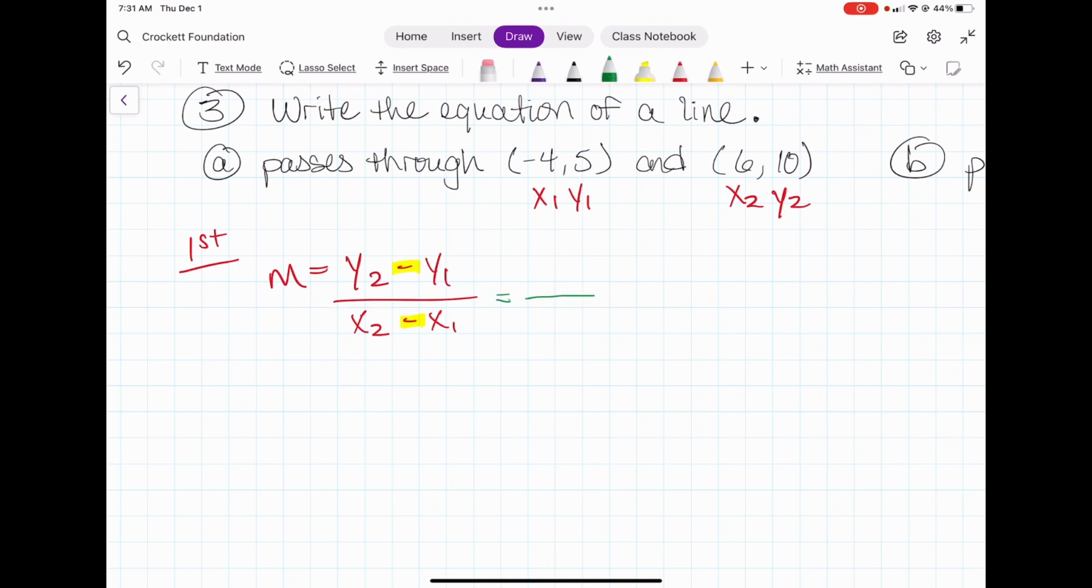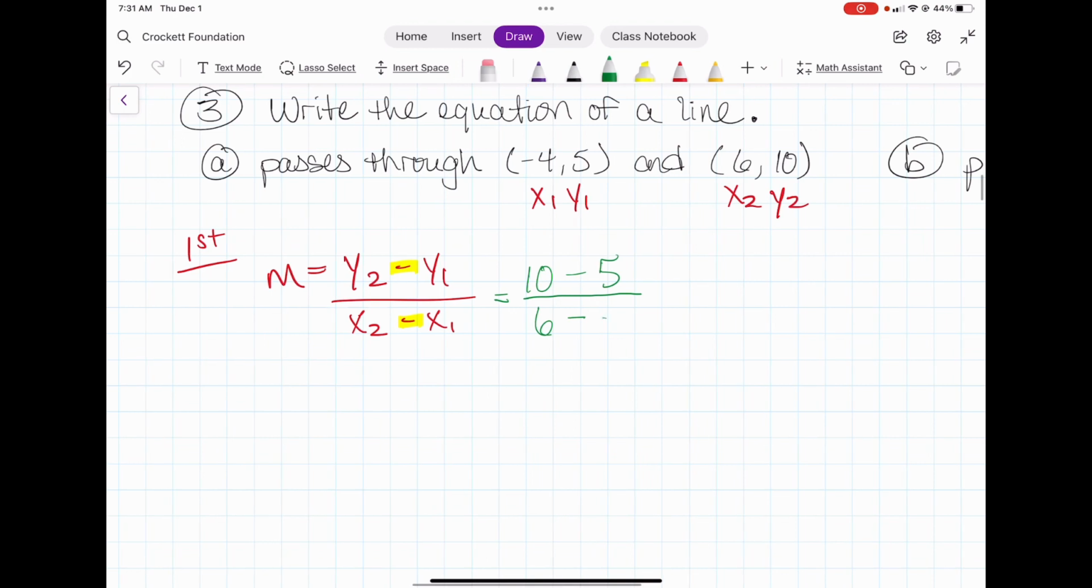This is going to become 10 minus 5. Y2 is 10. Y1 is 5. Now, x2 is 6. And then we have to minus x1, which is negative 4. So sometimes you can write it like that. Other times you may see people put the parentheses around the negative. That's really up to your discretion.